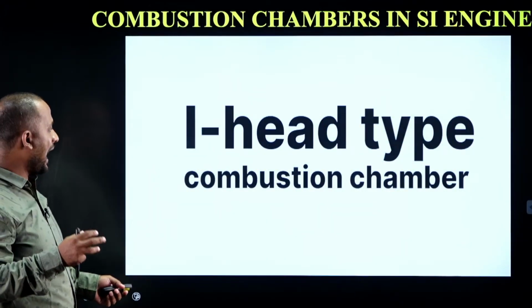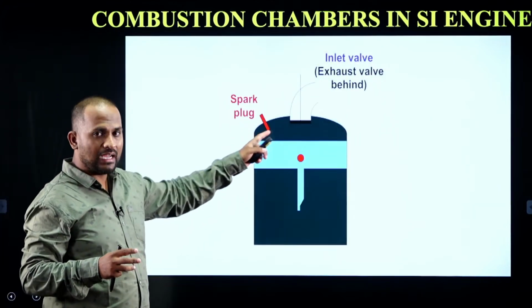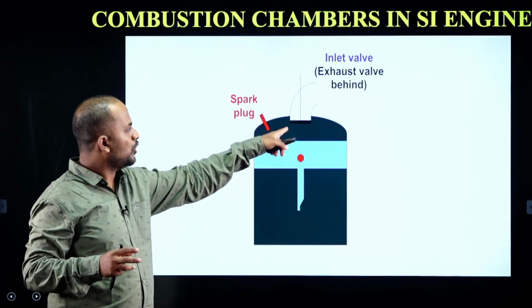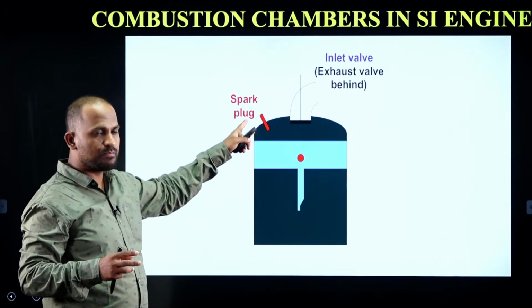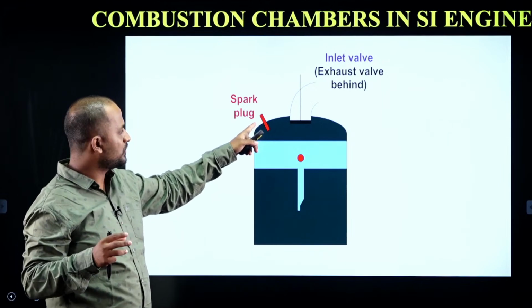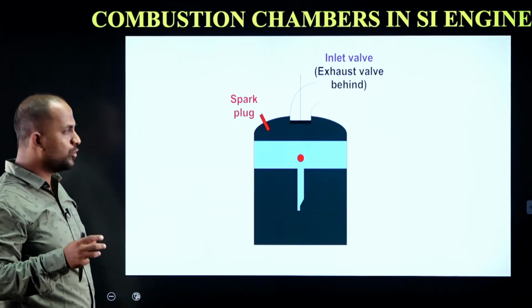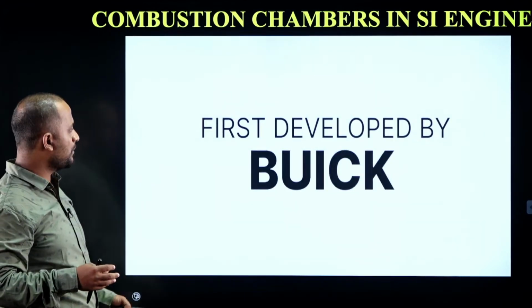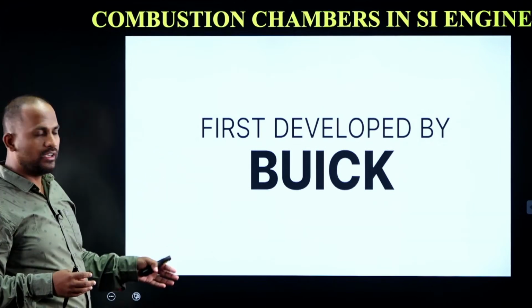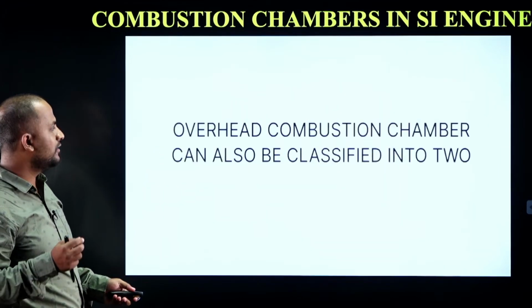Now after that, the I-type combustion chambers came. In the I-type, over the cylinder head, the inlet valve and exhaust valve are placed, and the spark plug is placed at one side of the cylinder head. It is very simple in design, and this type is mostly used for small capacity engines. This was developed by Buick in the 1950s.